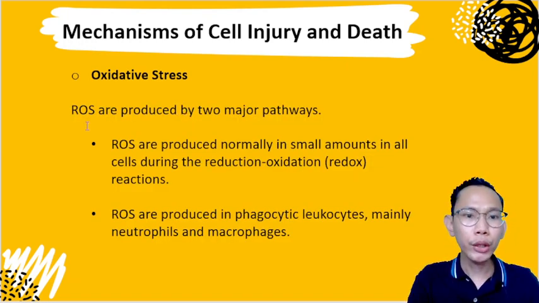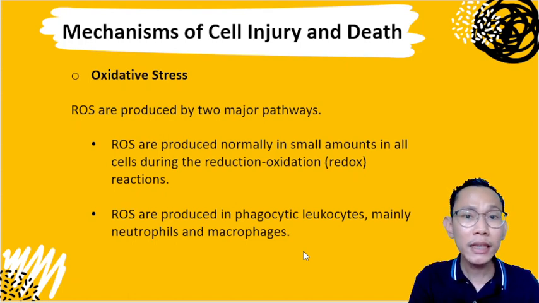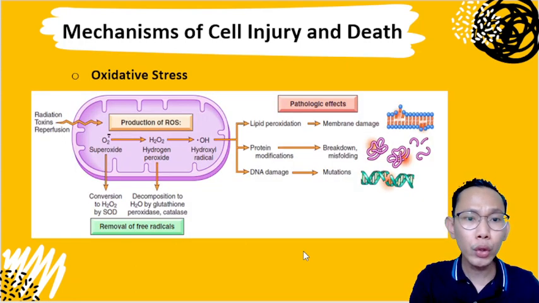Your reactive oxygen species are produced by two major pathways. So, ito yung mga pathway na naproduce ang ROS. ROS are produced normally in small amounts in all cells during a redox reaction, or it could be produced in phagocytic leukocytes, mainly in neutrophils and macrophages. But they are produced in minimal amounts that the body is still able to remove. However, in different injurious stimuli such as merong radiation, merong toxin, merong reperfusion, mas dumadami ang production ng ating ROS.